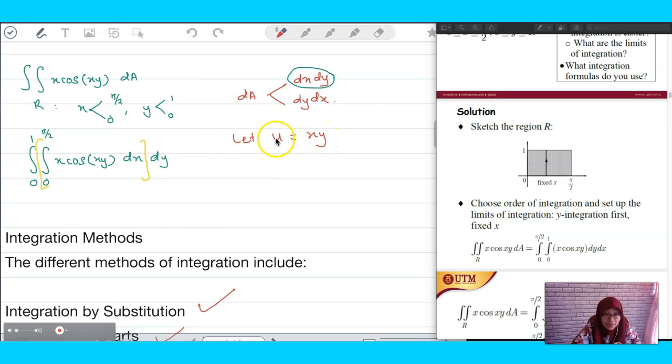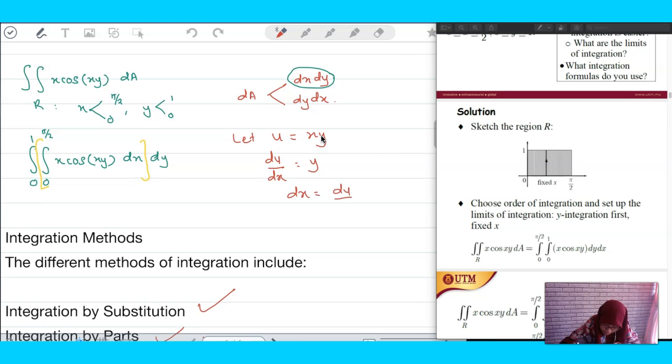So how can you get dx? You have to differentiate du over dx. And you can see the dx here, right? Because you need the dx after this. You have to differentiate this with respect to x. So you will get y. Okay, 1x becomes 1. So now your dx becomes du over y.